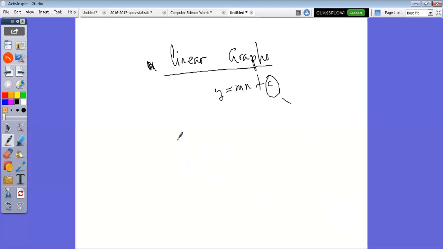So if I'm given an equation like this, y is equal to 2x, and I want to sketch it. Straight away, I know that my c is 0 because there is no c here. So it means such a line will cut at the origin, because when x is 0, y is 0. So that's my first point straight away.